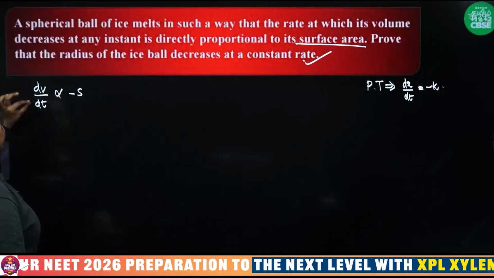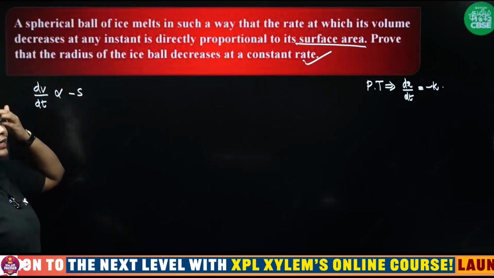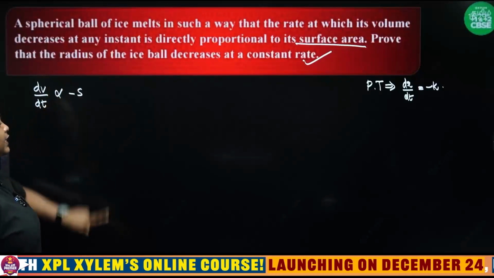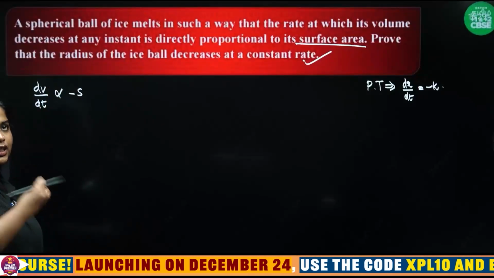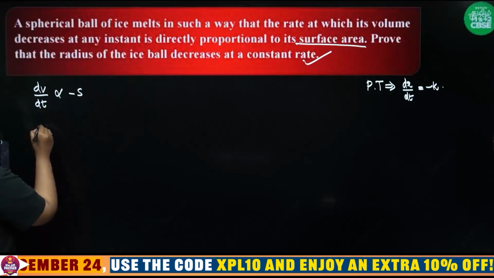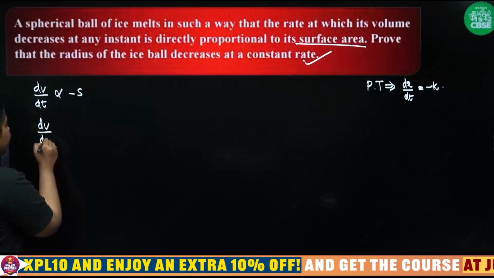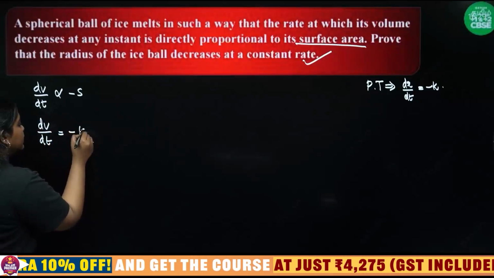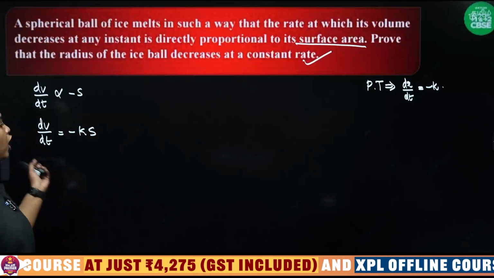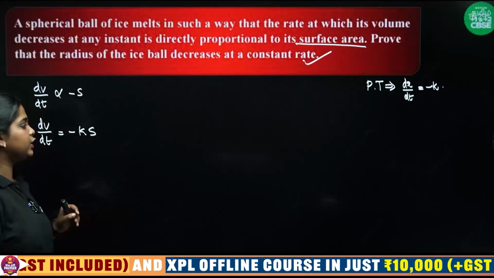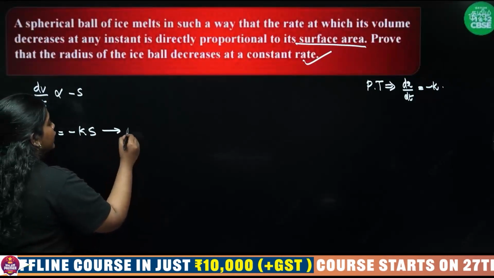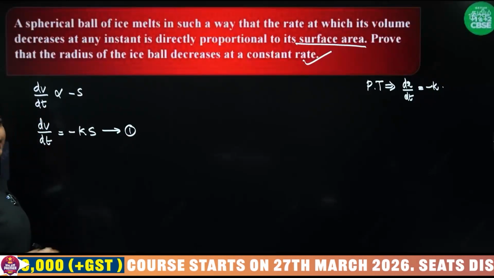So we have dV by dt is proportional to minus S. In the proportionality sign, if I want to change the proportionality sign, நான் என்ன பண்ணுவேன் பசங்களா? dV by dt is equal to minus kS அப்படின்னு நான் ஒரு constant introduce பண்ணுவேன். Yes or no? Okay. So இதுக்கு equation number 1 அப்படின்னு நான் கொடுக்க போறேன்.